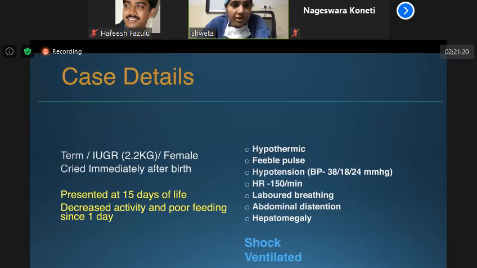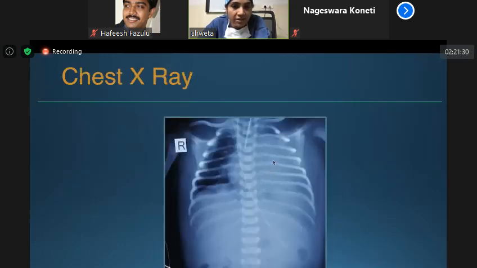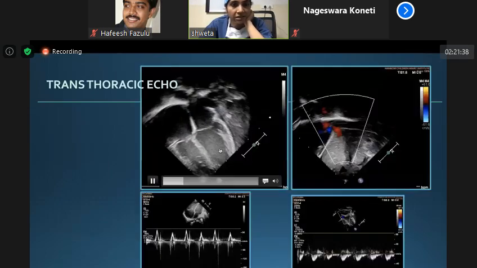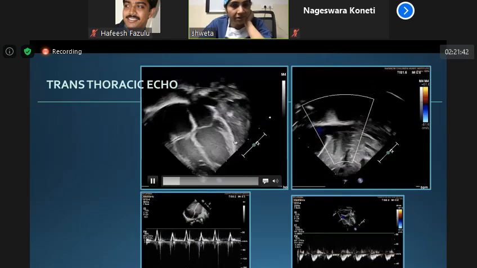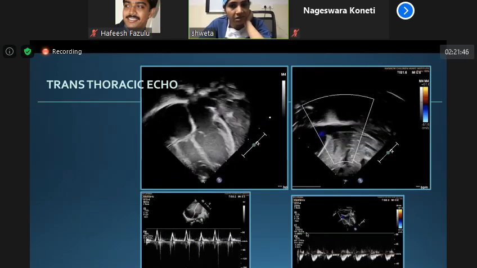So this is the next child, who again presented at 15 days of life. He was completely all right, but presented with shock and required ventilation. And this is the X-ray. There is cardiomegaly, the ET tube is in place, and there is a complete left lung collapse because of the cardiomegaly. And this is the heart. So barely contracting ventricles, severely depressed LVEF of 10 to 15%, and the IVC is congested.